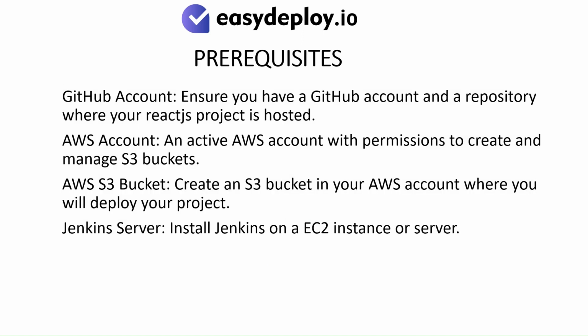Prerequisites. GitHub account. Ensure you have a GitHub account and a repository where your ReactJS project is hosted. AWS account. An active AWS account with permissions to create and manage S3 buckets. AWS S3 bucket. Create an S3 bucket in your AWS account where you will deploy your project. Jenkins server. Install Jenkins on an EC2 instance or server.